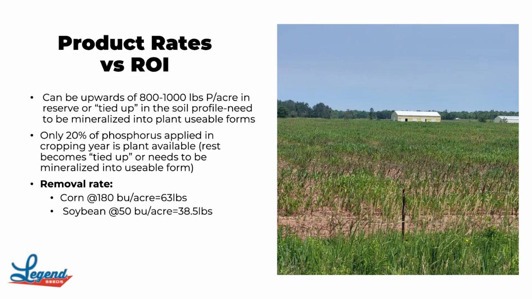So only about 20%, and that number can vary anywhere from 15 to 30, but ballpark 20% of the phosphorus that you apply is available in this cropping year. So if you go out and spread DAP on a normal soil in the state of Wisconsin where I live, 20% of that is only available for this year. The rest of what you're applying becomes tied up.